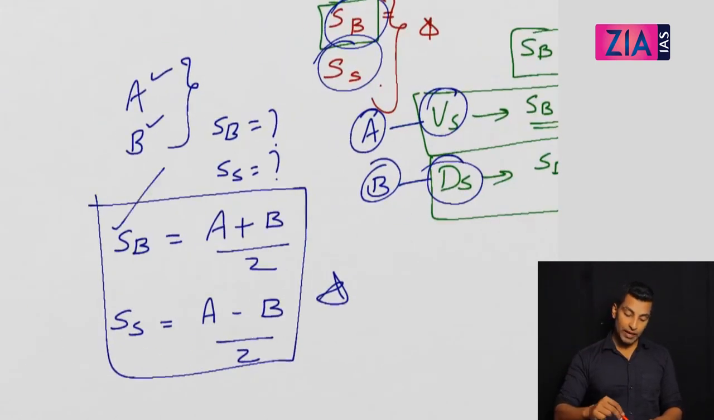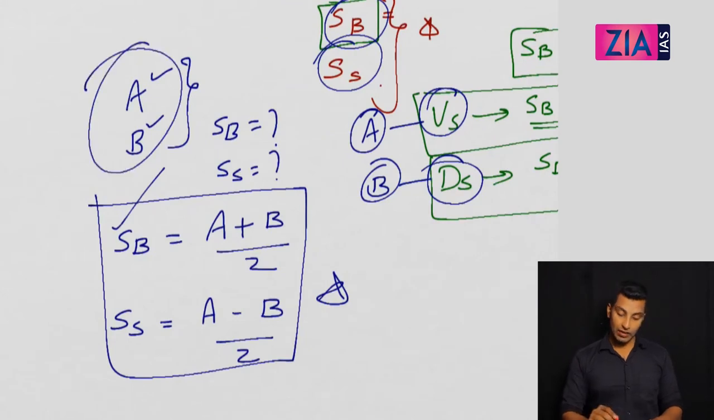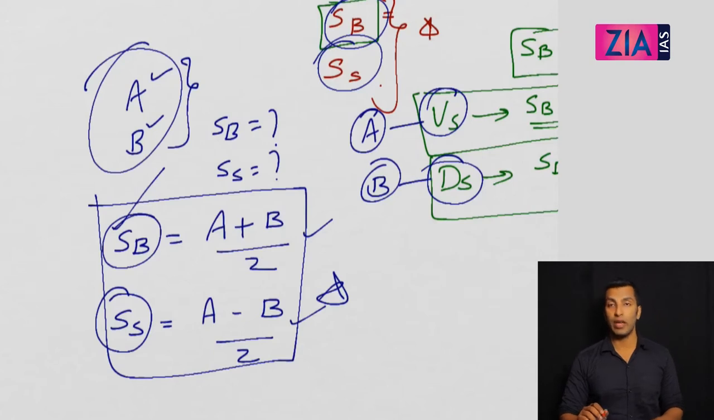Now if upstream speed and downstream speed is given, then speed of the boat and speed of the stream can be found by using this. Okay, so I hope this is clear for you. Now let me give you a very simple example question.